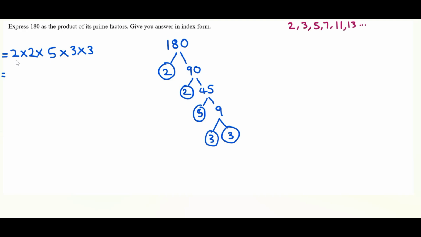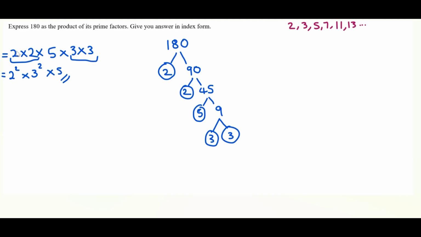So looking at this list here, we have 2, which comes up twice, and 3, which comes up twice. So we're going to write these in index form. So 2 times 2 is the same as 2 to the power of 2. And we're going to write this in ascending order. So we're going to write 3 next. 3 comes up twice, so 3 to the power of 2. And 5 comes up once, so that is just 5 on its own, and this is our final answer.